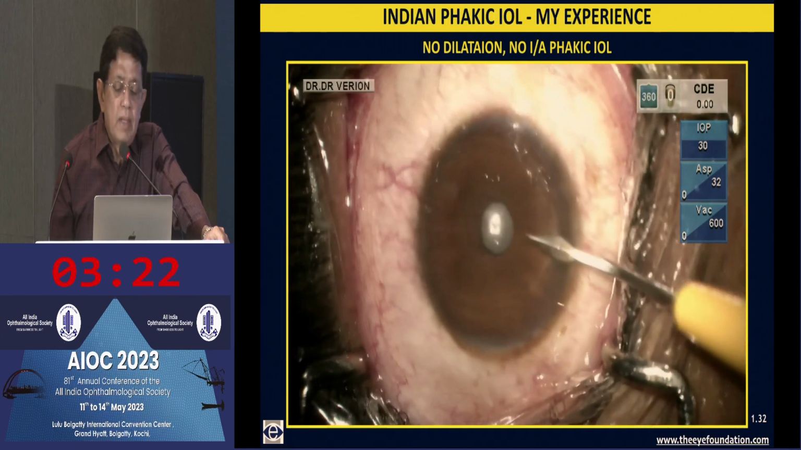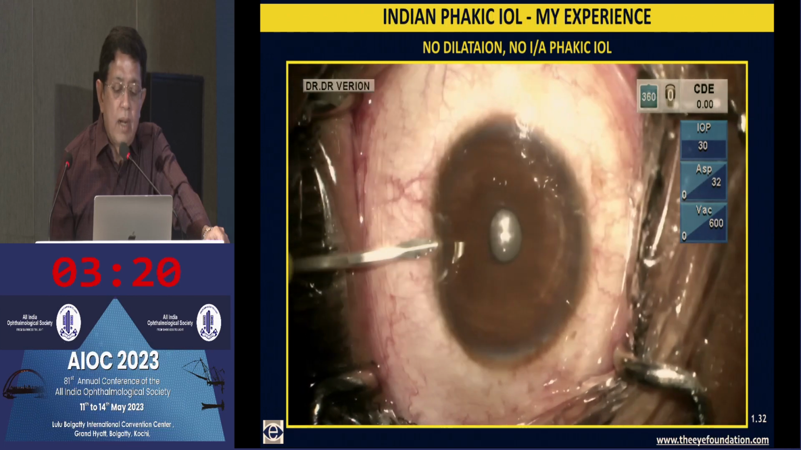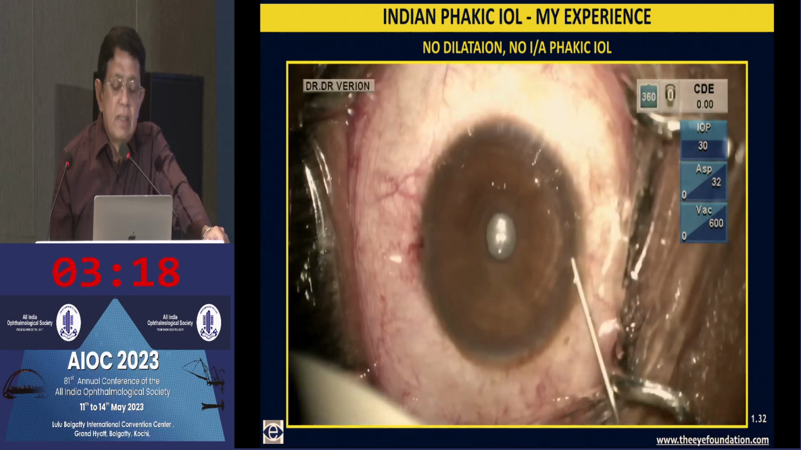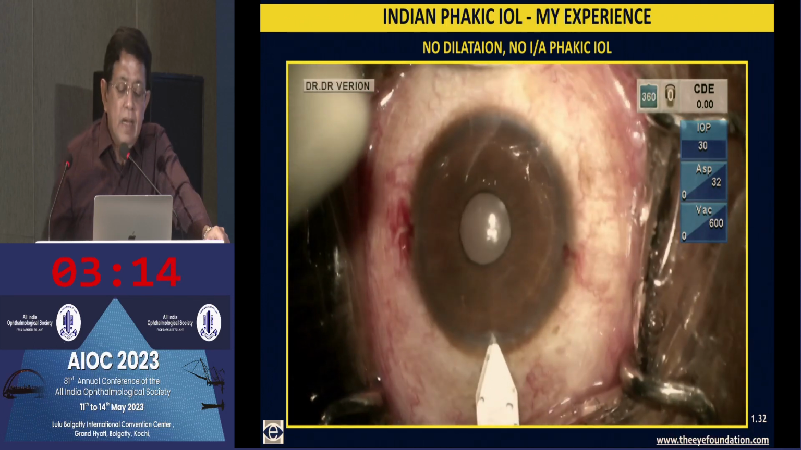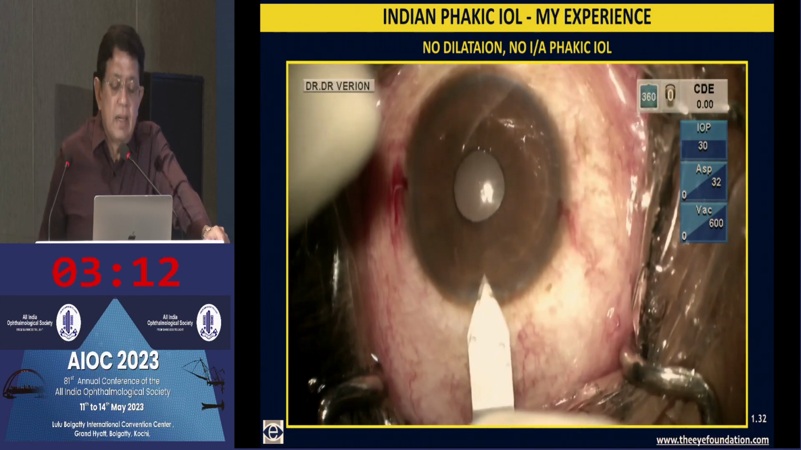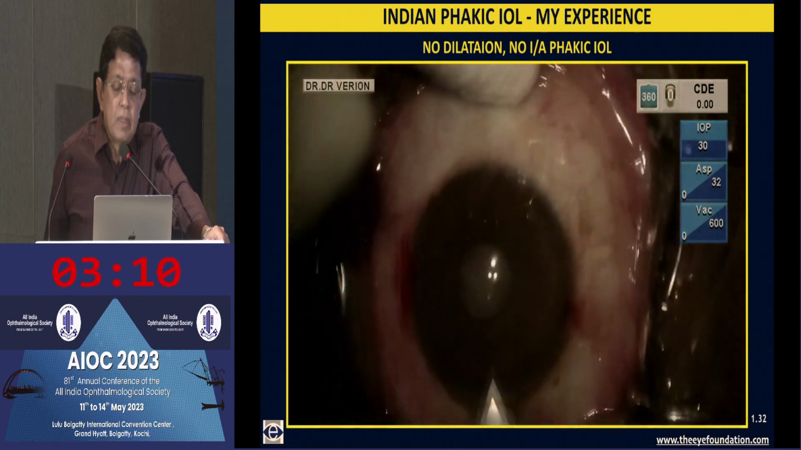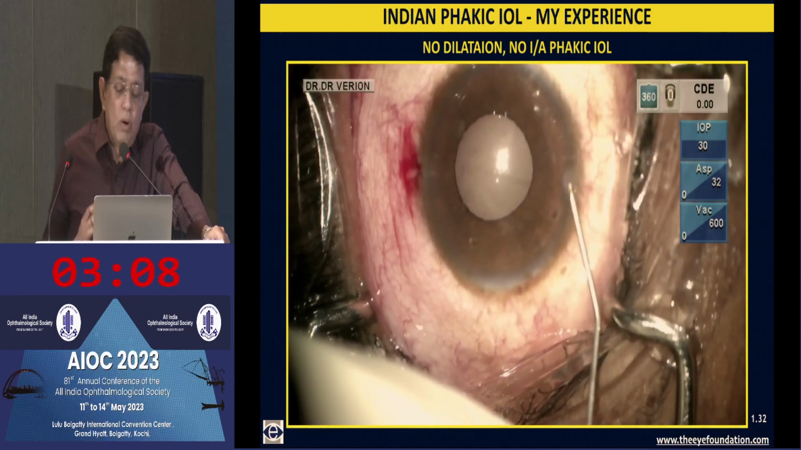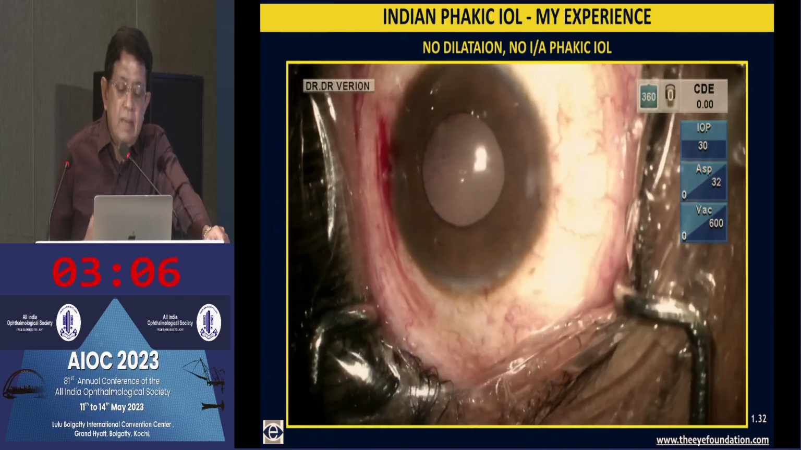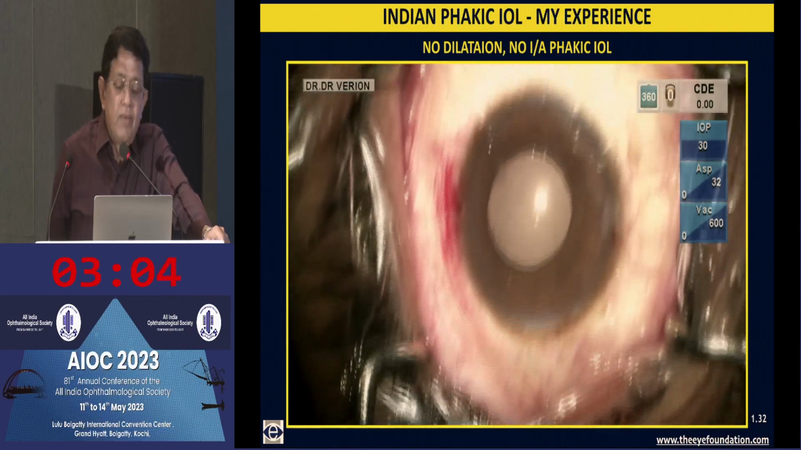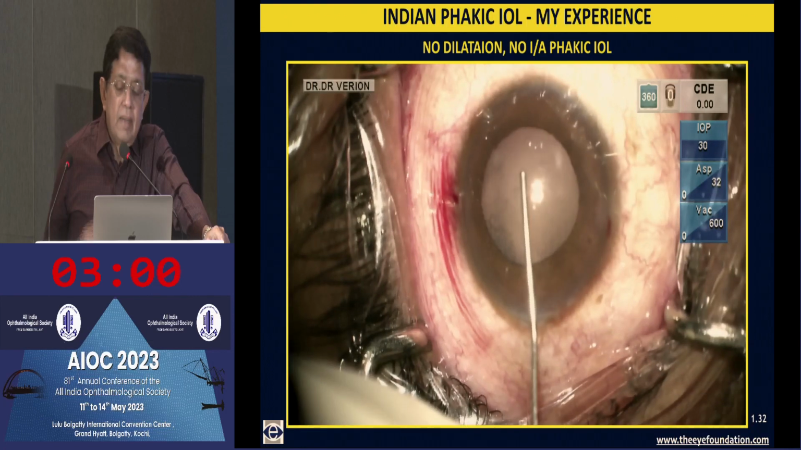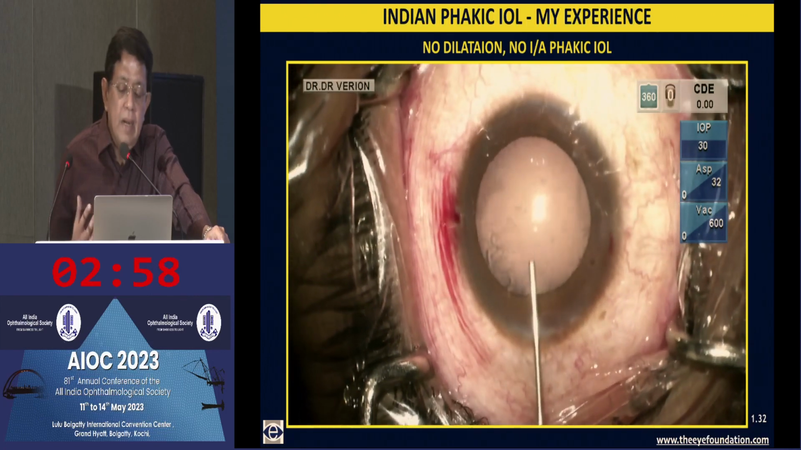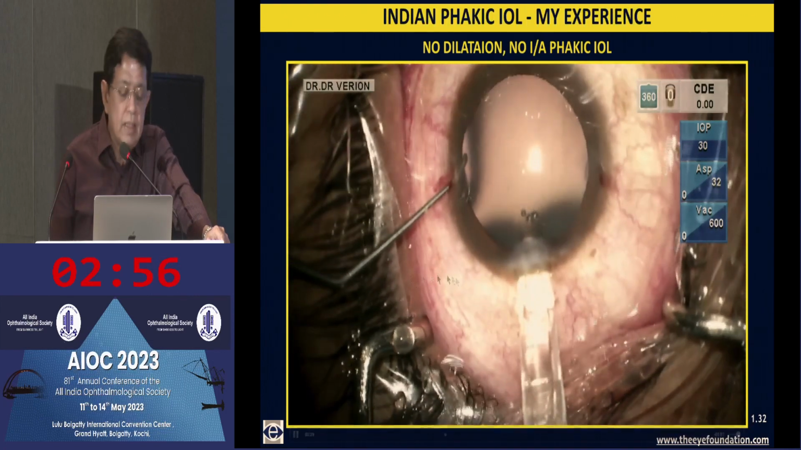Usually you make the side ports at the 3 o'clock and 9 o'clock meridian. All these surgeries are done with the surgeon sitting temporally, and it's a 3 millimeter incision that I make temporally, because we do not want any wound assisted implantation. This is a mixture of phenylephrine and xylocaine that's being injected. As you can see, the pupil dilates dramatically. And it is also cohesive viscoelastic that I'm using.